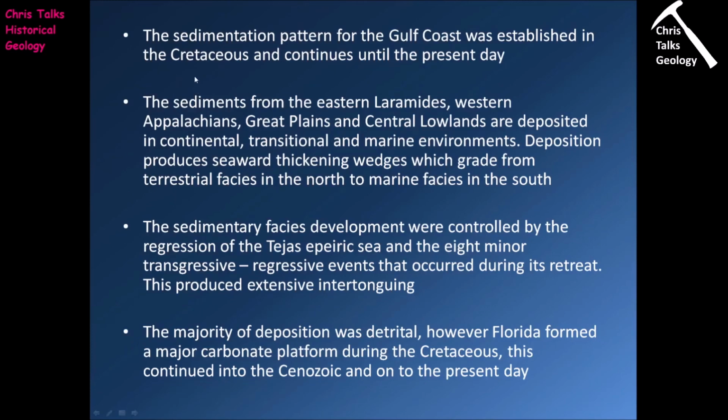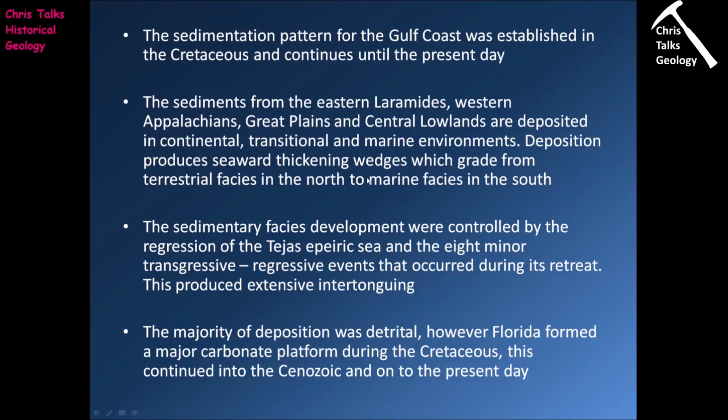So the sedimentation pattern for the Gulf Coast was established in the Cretaceous and continues until the present day. Essentially, it's an area which is dominated by continental marine sediments. So the sediments that are eroded from the eastern Laramides, western Appalachians essentially are transported across the Great Plains and central lowlands, and they're deposited in continental, transitional and marine environments, depending on where the rivers drop them. So this deposition once again produces one of these seaward thickening wedges.